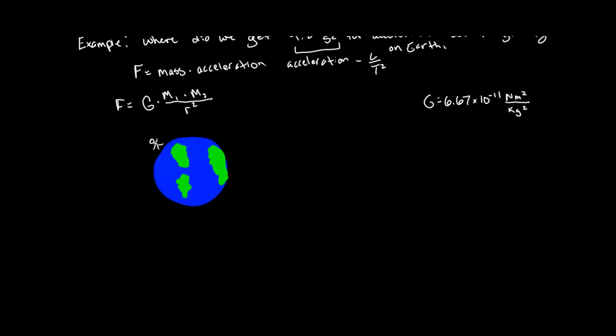So we're going to take our gravitational constant, 6.67 times 10 to the negative 11 Newton meters squared over kilograms squared. And we're going to multiply it times the mass of our object, mass 1, which will be Earth's mass. Mass 2 will be our little man's mass. And then the distance, which we call the radius, but it's the distance between the center of these two objects, squared.